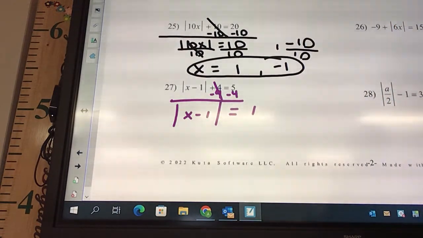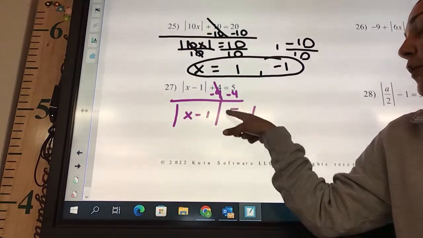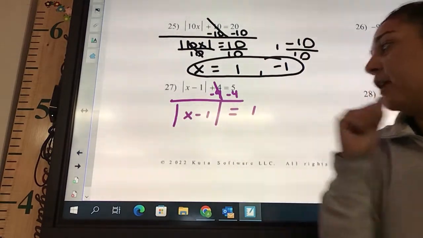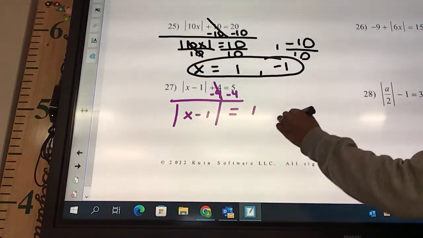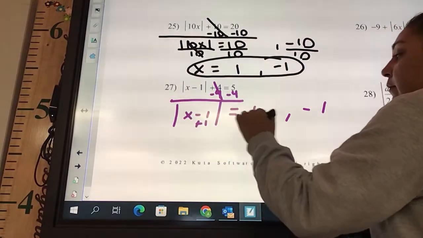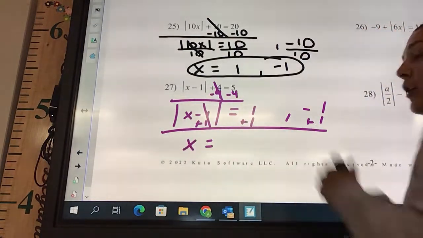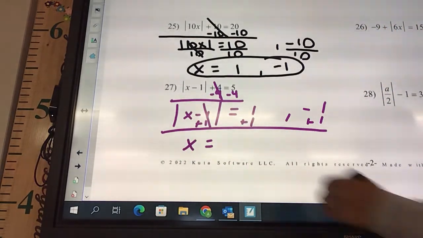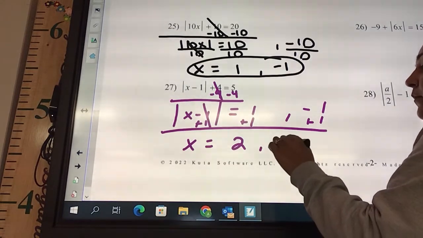Okay, see how there's nothing on the outside of the bars? There's no number in front here, and there's no plus or minus number right here. Okay, and there's no fraction on the bottom. So now we're ready, and we're going to say comma negative 1. Okay, now how do we finish solving that? Plus 1. What is 1 plus 1? 2. Negative 1 plus 1. 0.